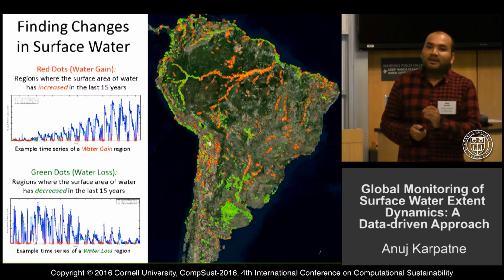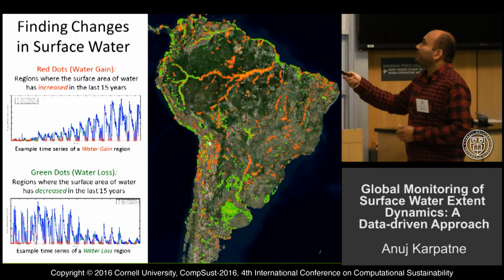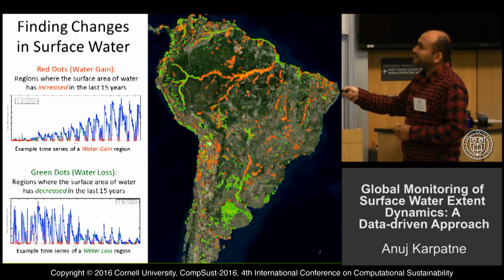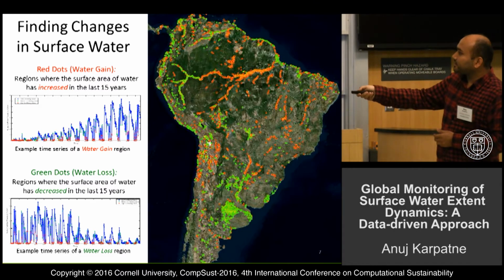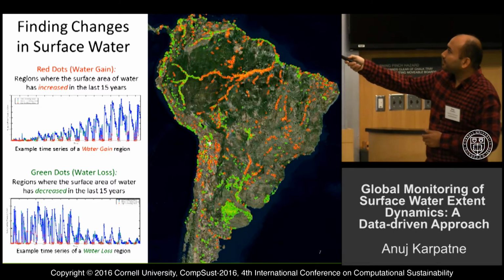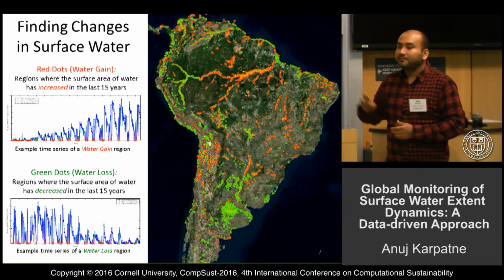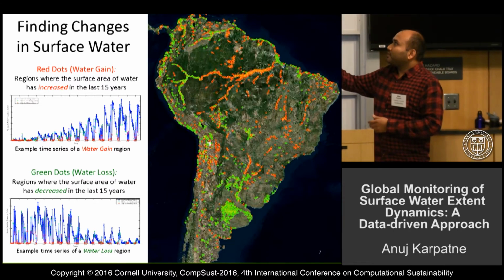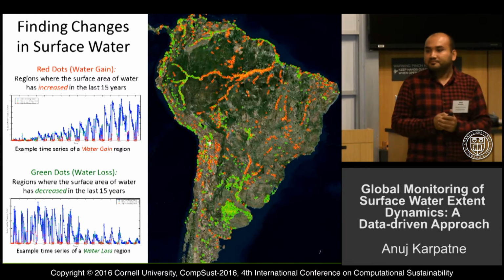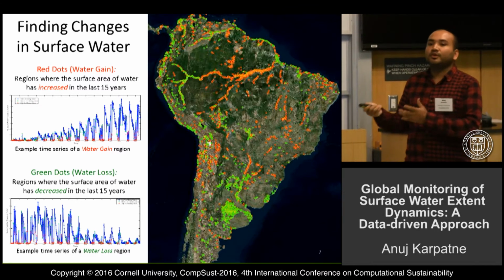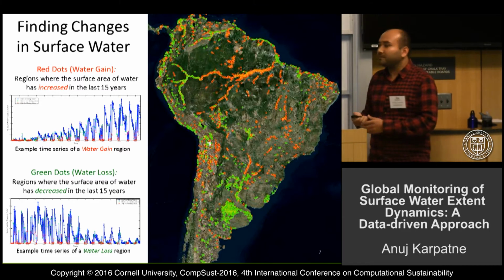So using this very simple taxonomy of red and green dots, we can start to see some very interesting patterns emerging. For example, here is a cluster of green dots. There are red dots all along the Amazon River. And we are able to see such patterns all across the world. Every such pattern has its own unique story that requires investigation.